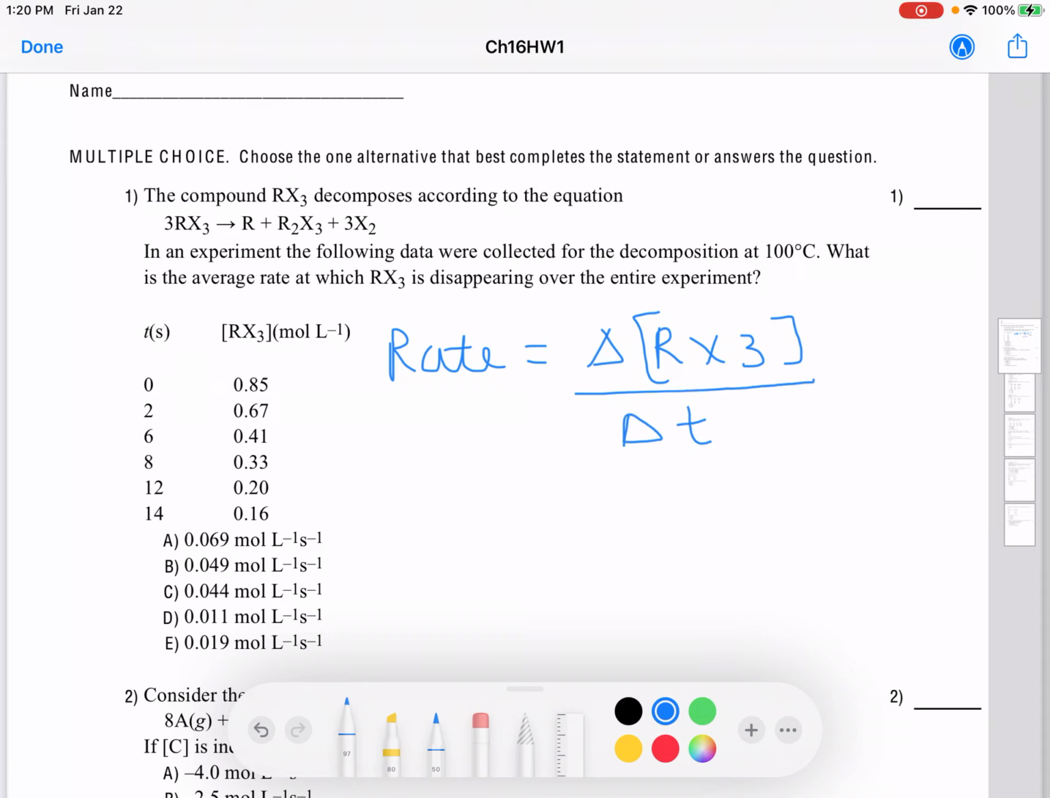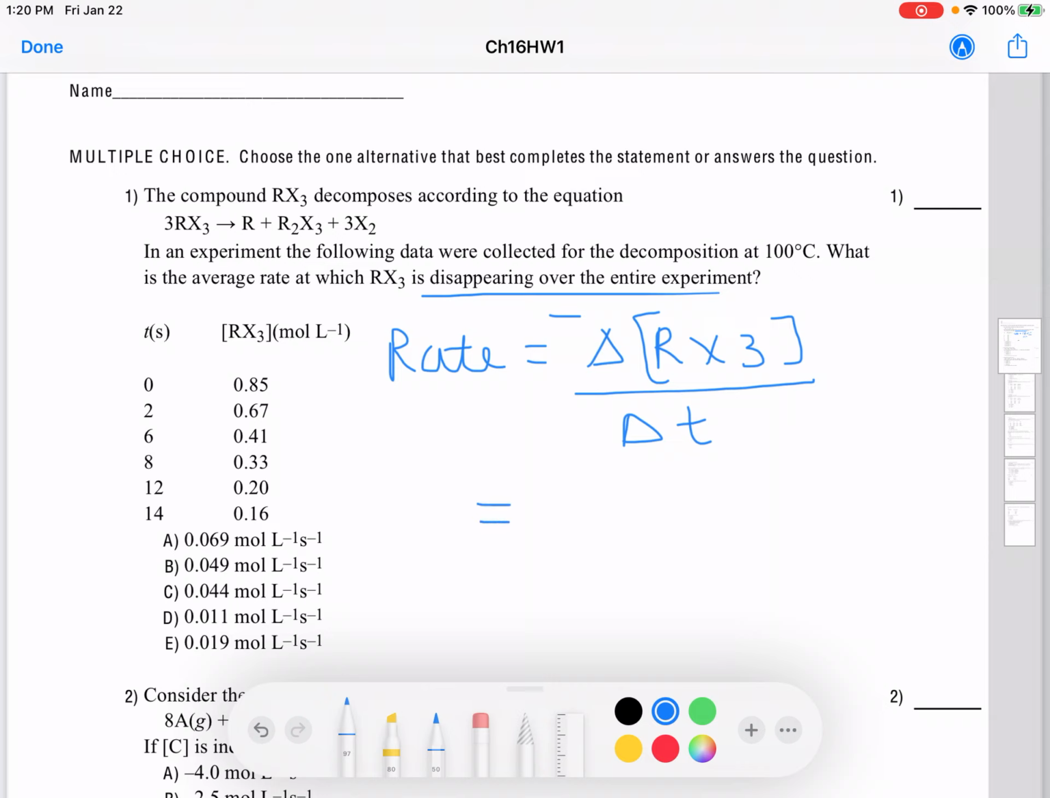It is asking disappearing over the entire experiment. So normally if it is the reactant, it is negative. So it is given in the wording, it's disappearing. So it is going to be negative, but we don't have that negative in our answer since it's already saying that it is disappearing. Okay.